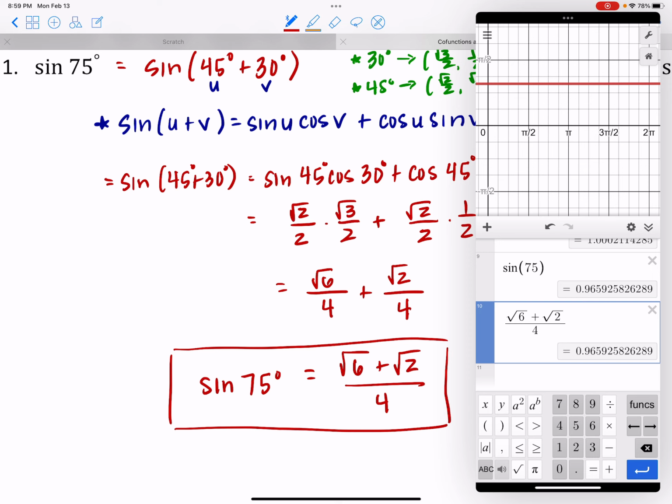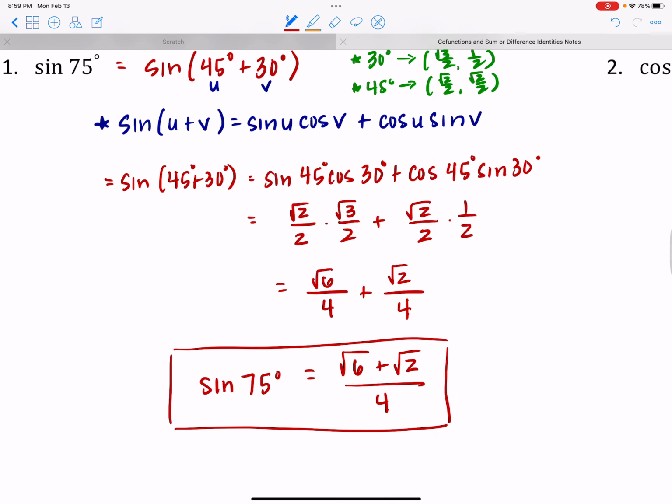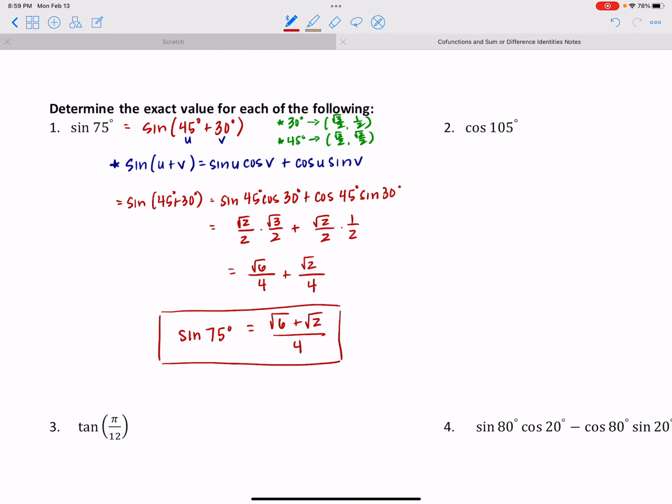Again, if I asked you for the exact value for sine of 75, you're not just going to go into the calculator and give me that decimal. I want this exact form, but by all means use the calculator to verify that you did it correctly. Alright, so let's try that again. Kind of a lot going on there.